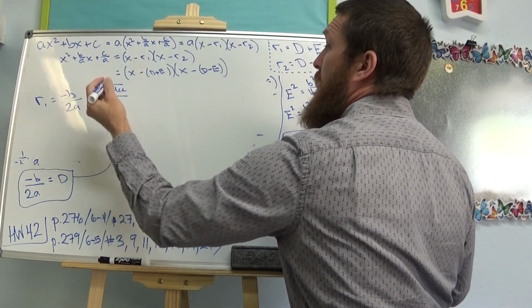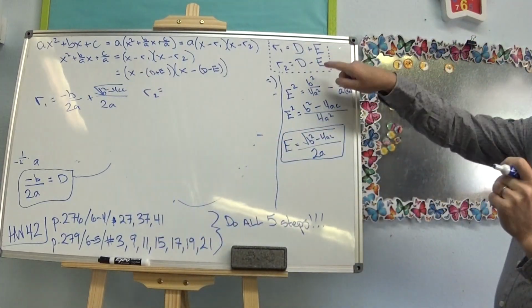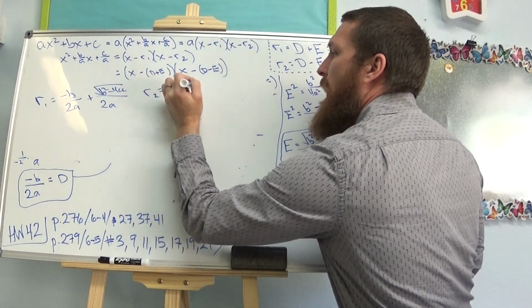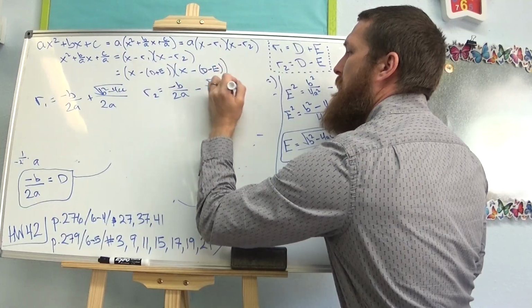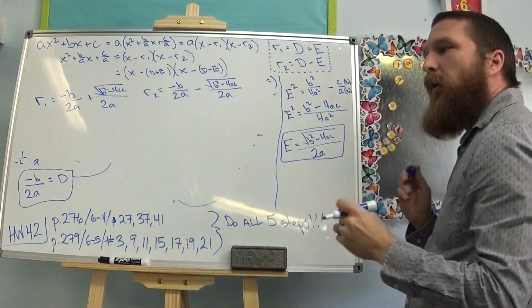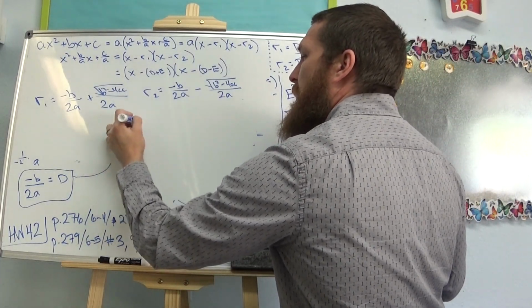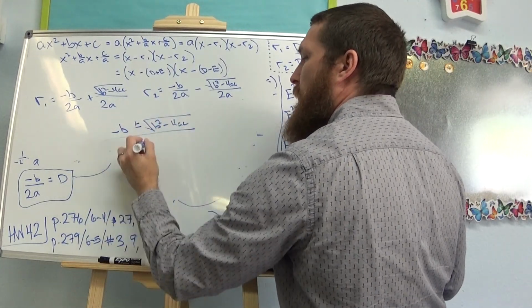We could write that with one common denominator. I suggest that you don't. The other one is d minus that amount: d was minus b over 2a minus the square root of b squared minus 4ac all over 2a. And if you see it in the literature, in your book, every book I've ever seen writes it like this: negative b plus or minus the square root of b squared minus 4ac all over 2a.